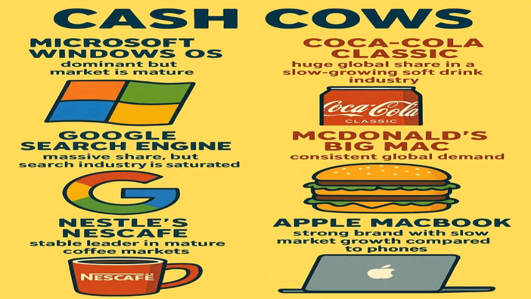So these are examples of cash cow products: Microsoft Windows operating system, Coca-Cola Classic, Google search engine, McDonald's Big Mac, Nestle Nescafe, Apple MacBook. Microsoft Windows operating software comes under cash cows because in cash cows there is low market growth but high market share.